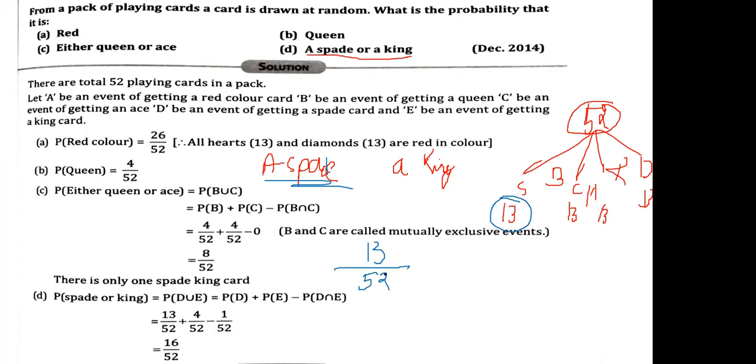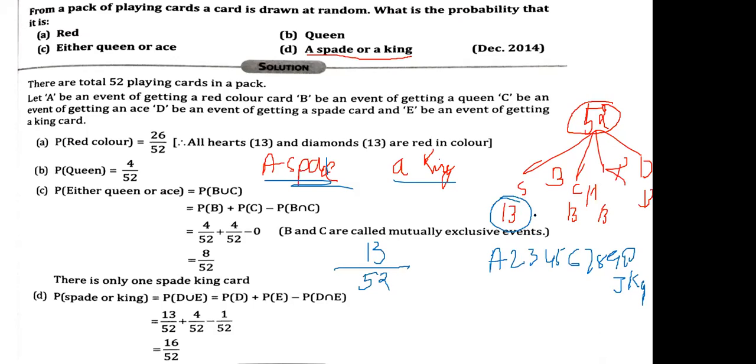Okay. Now next, probability of getting a king card. Now if you see, every set will have a king card, right? So what will be the numbering of the cards? A, 2, 3, 4, 5, 6, 7, 8, 9, 10. Then you'll have J, K, Q. That is jack, king and queen. So king will be in every set.